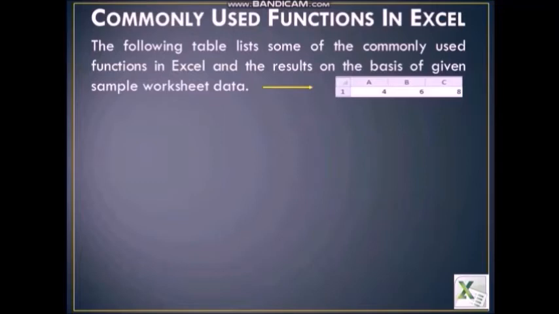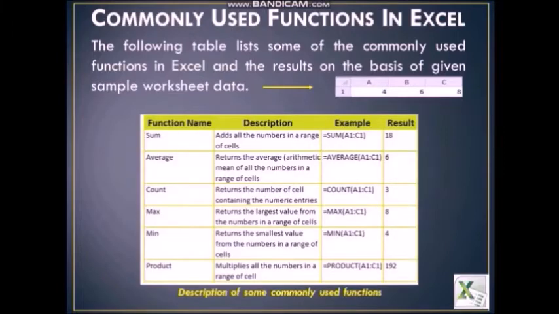The first one is SUM. It adds all the numbers in a range of cells. Example is equal to SUM(A1:C1), and according to this sample data, the result will be 18. Next is AVERAGE. It returns the average or the arithmetic mean of all the numbers in a range of cells. Example is equal to AVERAGE(A1:C1), and the result will be 6. Next, COUNT.